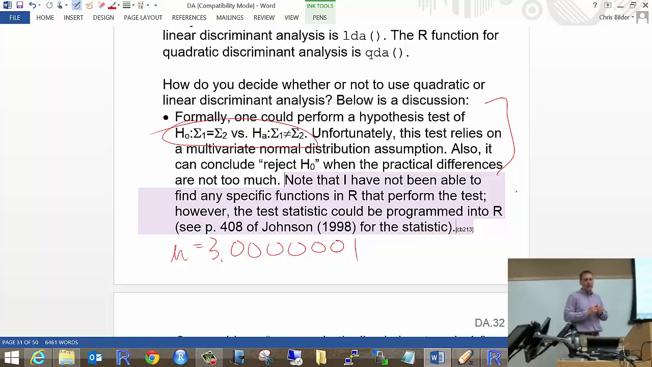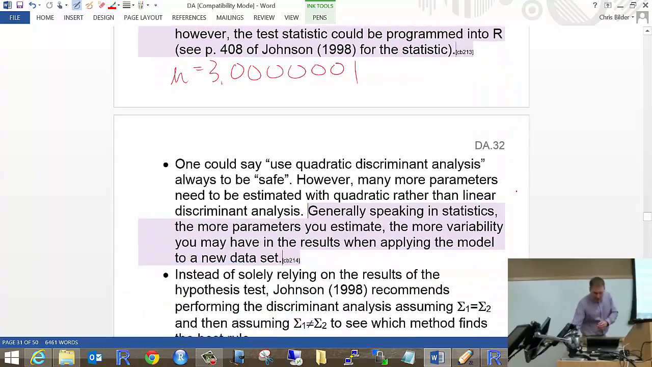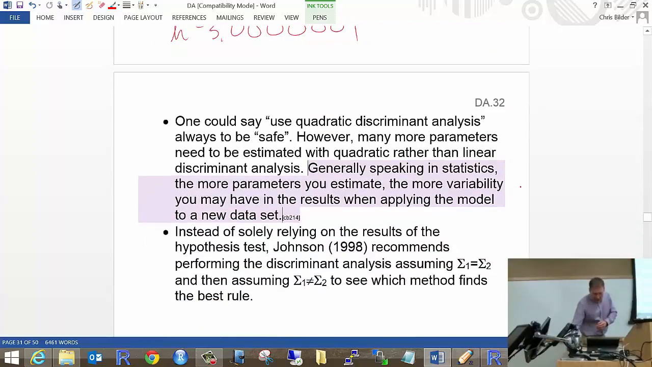If truly you had equal covariance matrices, I would expect that linear discriminant analysis would work a little bit better. The reason being is because you're estimating fewer parameters. I think I started talking about this on page 32. The more parameters that you estimate in any kind of statistical application, the more variability you will get in your results. Sometimes, estimating those extra parameters will be helpful.